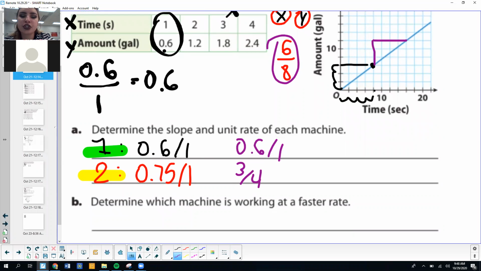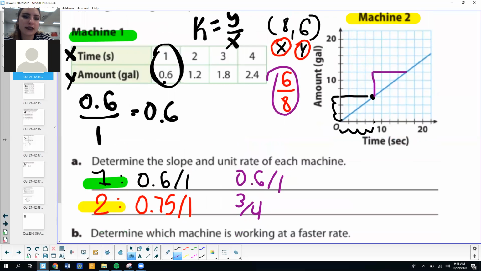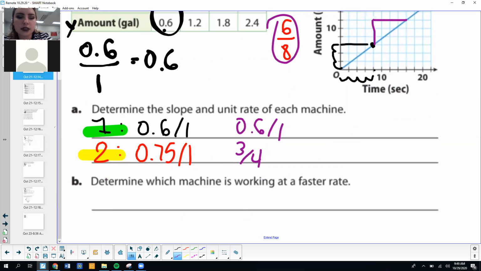So determine which machine is working at a faster rate. 6/10 versus 75/100. 75/100 is working faster because that is a bigger decimal. So this is saying that machine 1 is producing 6/10 of a gallon in 1 second. Machine 2 produces 75/100 of a gallon in 1 second. So this is machine 2. All right.